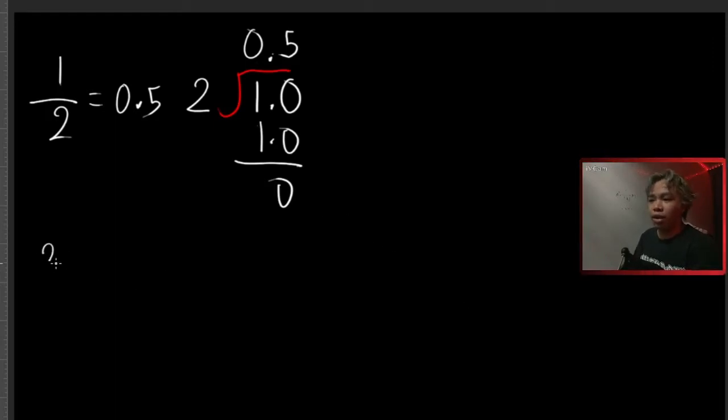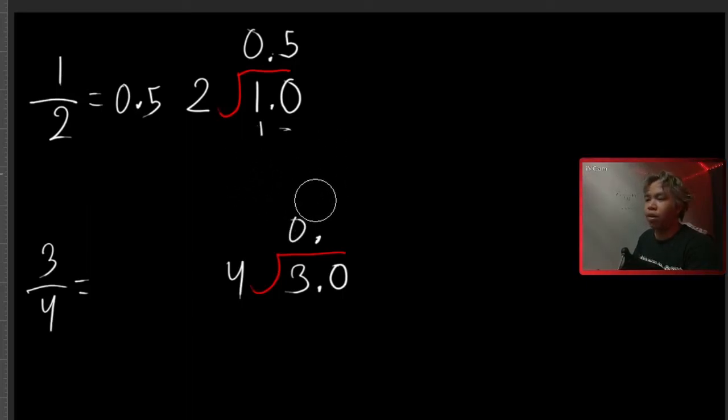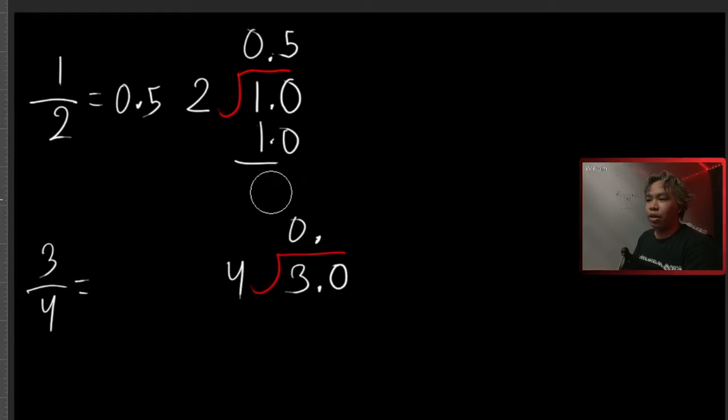So, isa pa. 3/4. Ilang decimal siya? So, di-divide natin yan. Yung 3 nasa loob, yung 4 nasa labas. So, lagyan nyo ng point, and then 0. So, lagyan natin yung 0 sa unahan. Okay, buburahin ko na to. Ayan. So, 30 divided by 4.